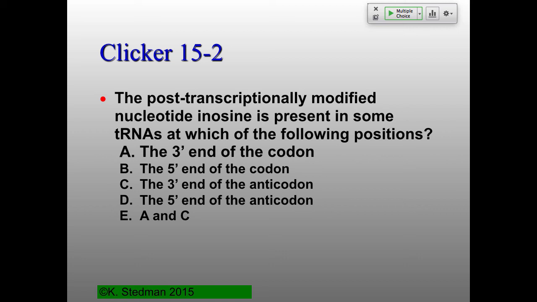So the post-transcriptionally modified nucleotide inosine is present in some tRNAs at which of the following positions? The 3' end of the codon, the 5' end of the codon, the 3' end of the anticodon, the 5' end of the anticodon, or A and C. See if you can get 100% on this one.